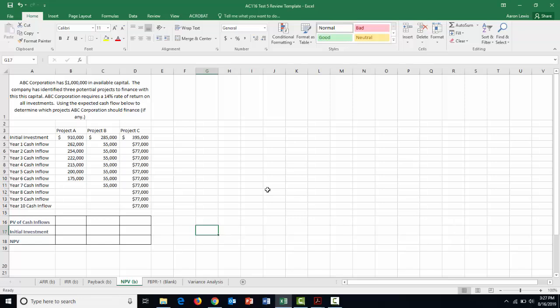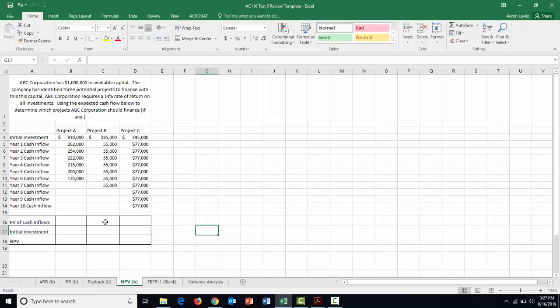In this case, ABC Corporation has $1 million in available capital, and the company has identified 3 potential projects to finance with this capital. ABC Corporation requires a 14% rate of return on all investments, and they're going to use the expected cash flows listed here to determine which projects they should finance, if any.